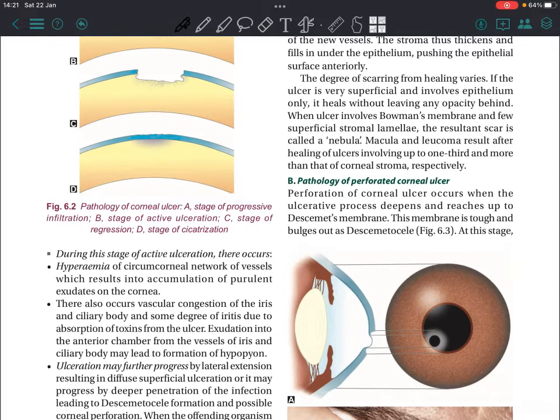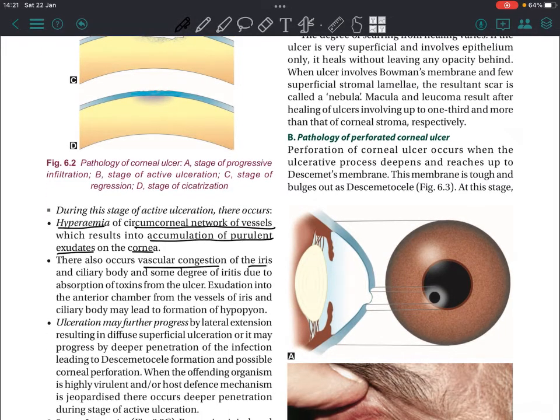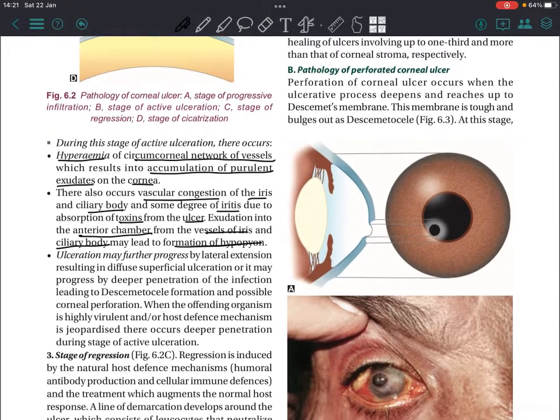In this stage of active ulcer, there occurs hyperemia of the circumcorneal network of vessels, which results in accumulation of purulent exudates in the cornea. There also occurs vascular congestion of the iris and ciliary body, and some degree of iritis due to absorption of toxins from the ulcer. Exudation into the anterior chamber from vessels of the iris and ciliary body may lead to formation of hypopyon.